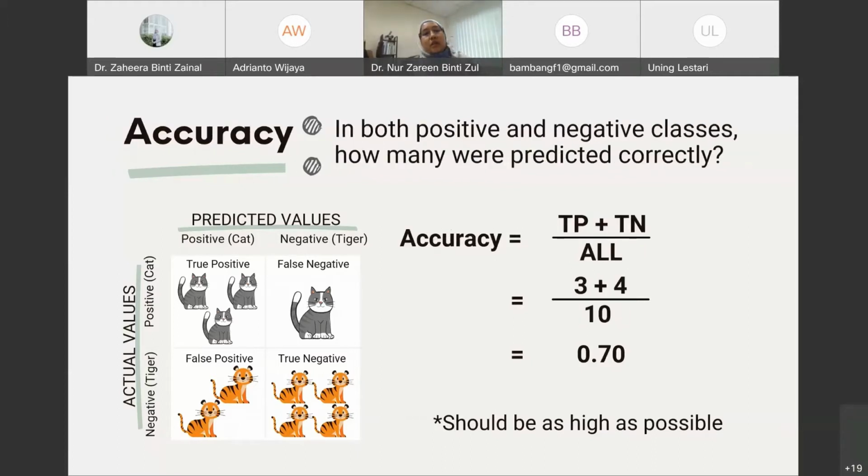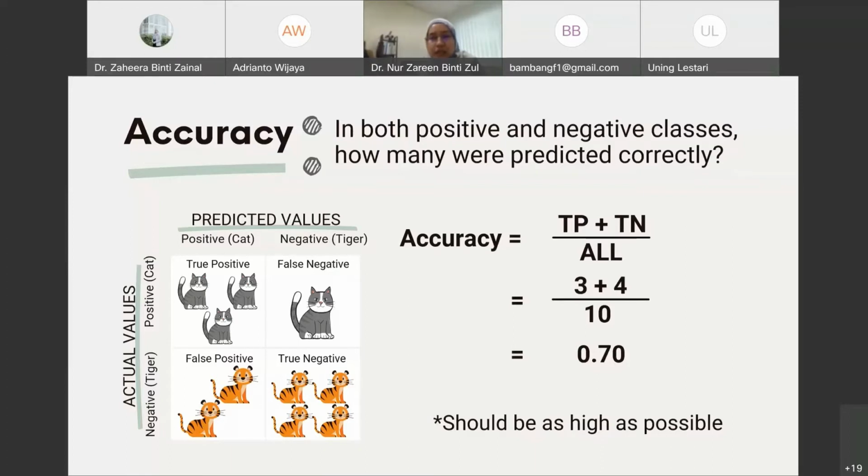Next, we talk about accuracy. So if you're building a model, if you're not looking at all those other measures like F score, you would always look at accuracy. I believe that when you do any research, accuracy is something that you would never miss.